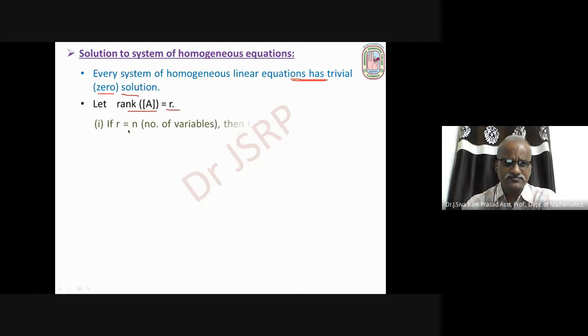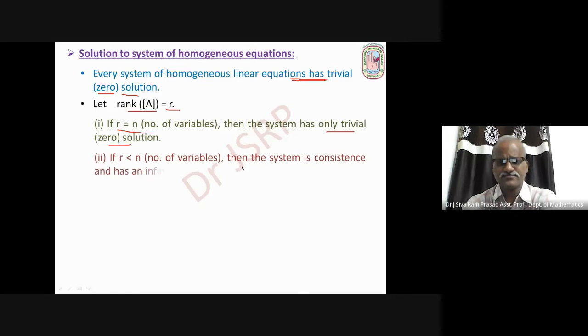If r equals n, that is, rank is equal to the number of variables, then the system has only the trivial solution, that is, only the zero solution. If rank is less than the number of variables, that is, r less than n, then the system is consistent and has an infinite number of non-trivial solutions, that is, non-zero solutions. In this case, the homogeneous system is said to be consistent.